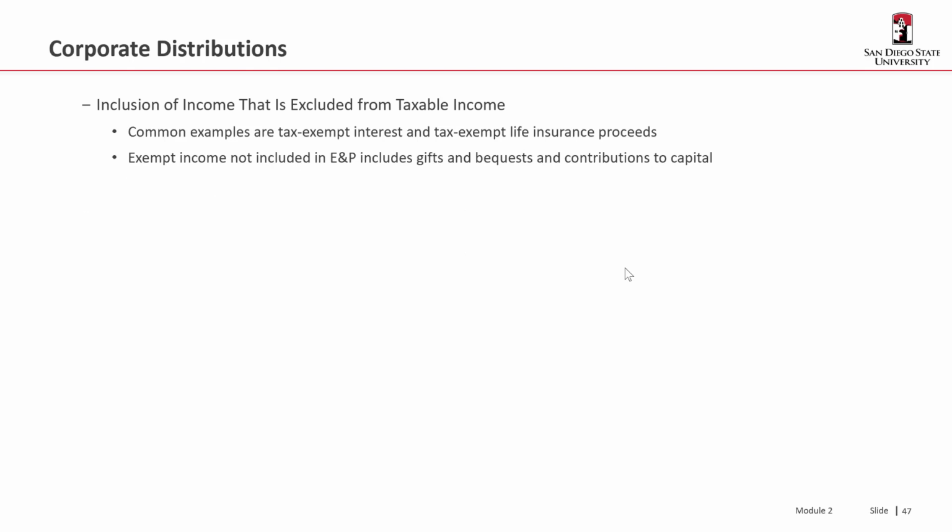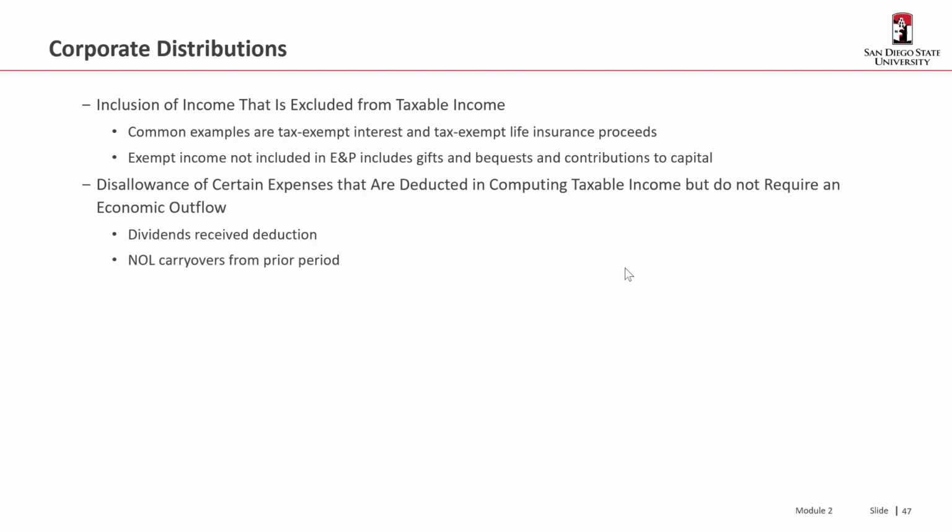So when we think about that first category, inclusion of income that might be excluded from taxable income, tax-exempt interest, right? So you've got to think of it as if a corporation generates tax-exempt interest, that is still income. And so to the extent it distributes that tax-exempt interest out to you, that is going to be treated as a dividend because it's coming out of the earnings and profits of the corporation. The disallowance of certain expenses that are deducted in computing taxable income but do not require an economic outflow. For example, the DRD we just covered, NOL carryovers from prior periods. Those are deductions, but there's no economic outflow associated with those, at least not in the current year.